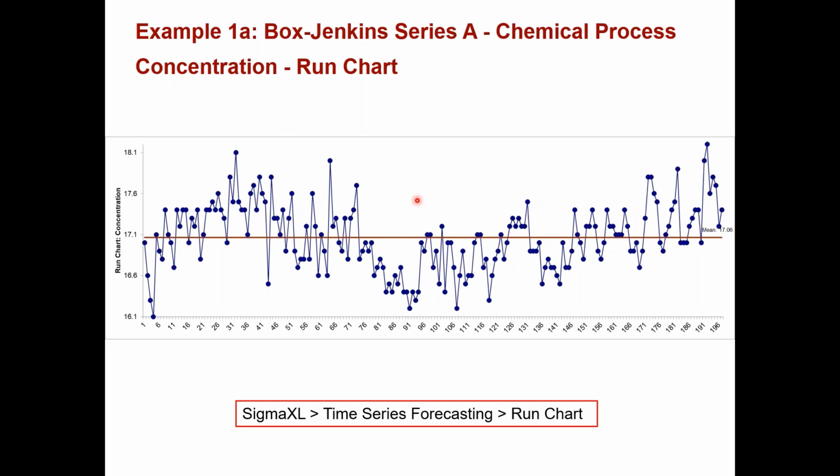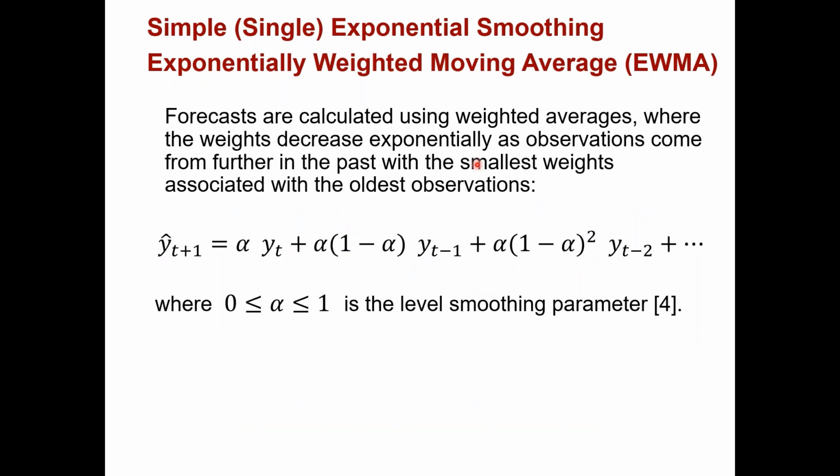First example we're going to use is the chemical process concentration run chart, chemical process concentration data, or Series A from Box-Jenkins. And we'll start with the manual example for exponential smoothing, and then we'll use SigmaXL to create the model. So exponential smoothing, this is the simple exponential smoothing forecast.